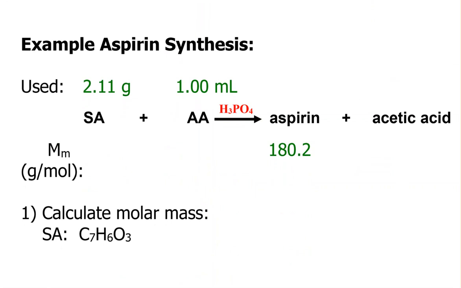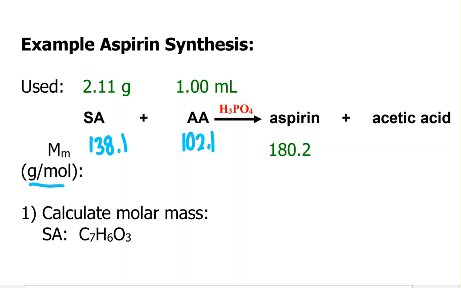Okay, this is just an example. This is not how our numbers will come up. But I have an amount of salicylic acid, an amount of acetic anhydride. The phosphoric acid is just the catalyst, so it doesn't come into our calculations. I'm putting the molar masses below, and I put the one for aspirin here. I'm going to write in the others as well. And I have the units there, so I'm going to skip that.